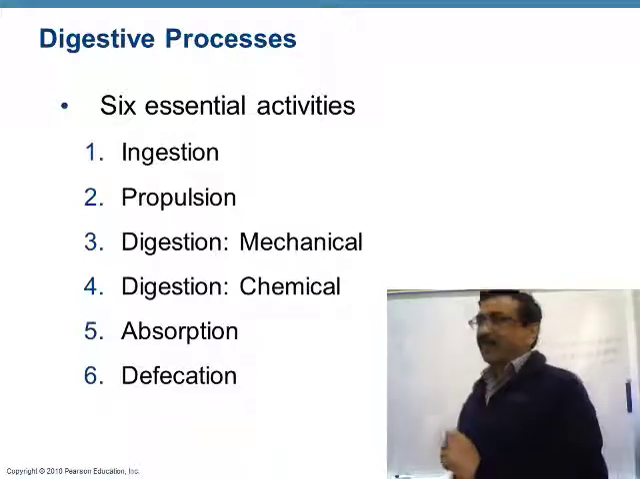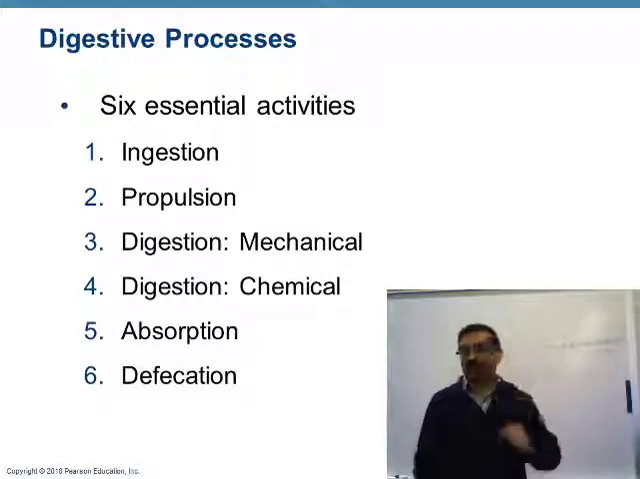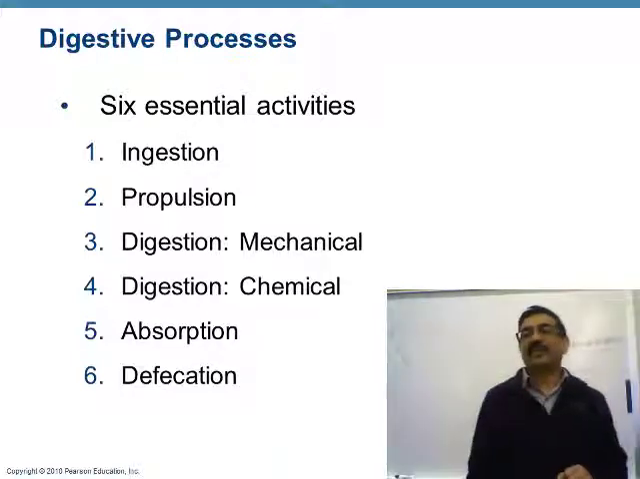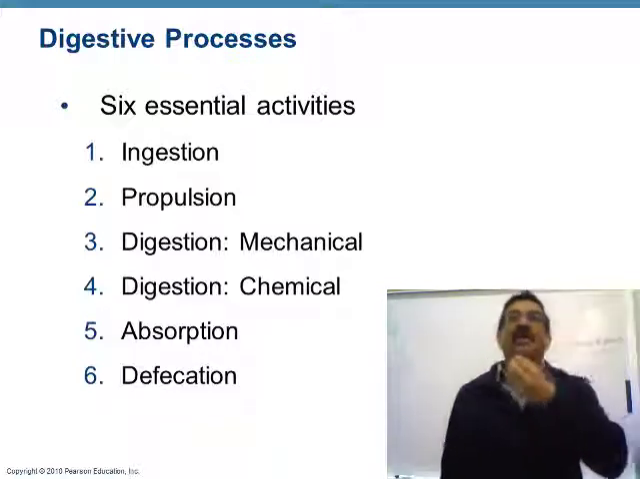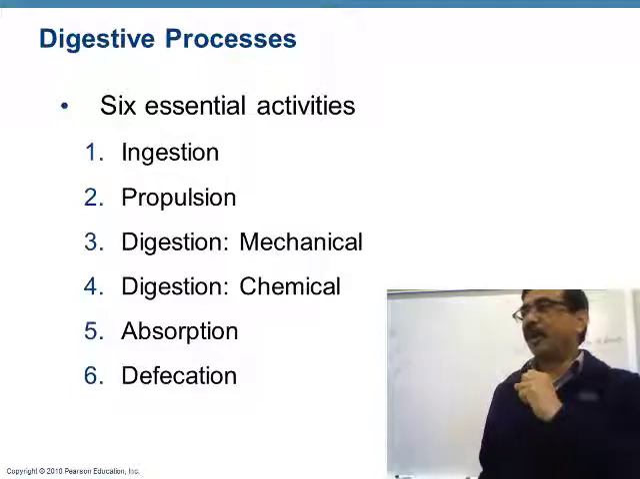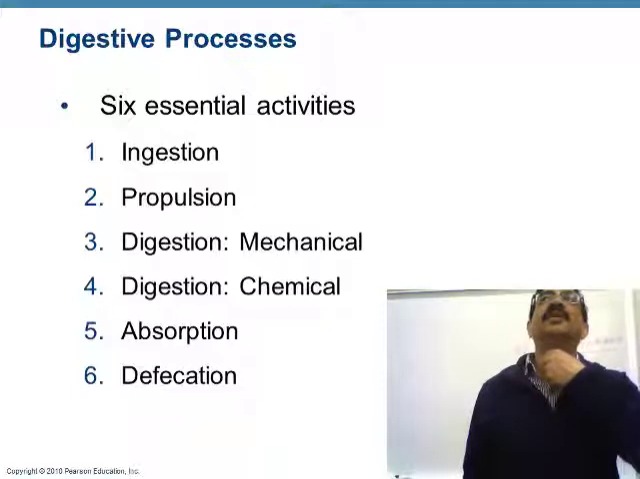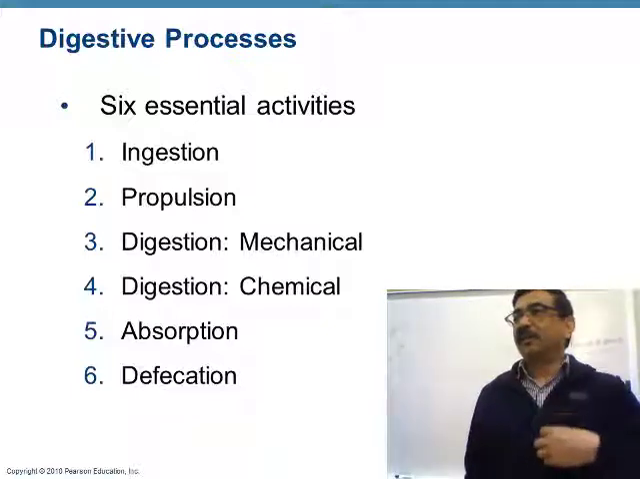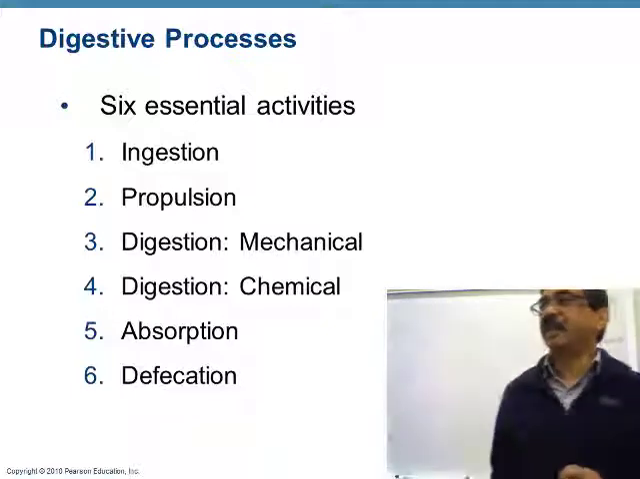Propulsion. Propulsion is the movement of food inside the GI tract. You know, after you make the food bolus in the mouth, then what you do? You swallow the food. So food starts to move downwards through the GI tract, and that movement of food through the GI tract is called propulsion.